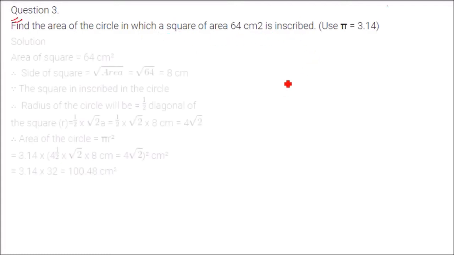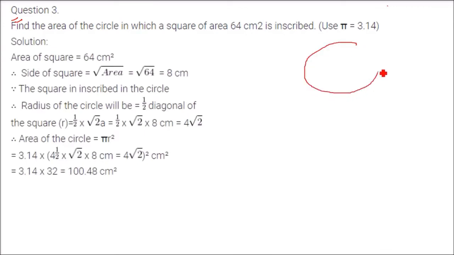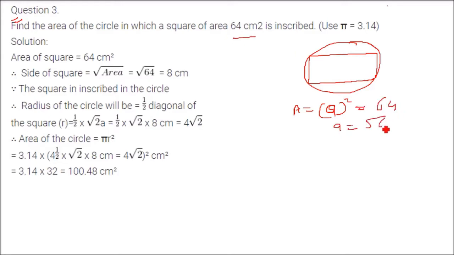Next is find the area of the circle in which a square of area 64 is inscribed. So we have a circle and there we have a square being inscribed. So what is the area of the square? Area of the square is side square. Let us assume side to be A. So it will be A square, and this is given as 64. So A will be equal to under root 64, which is 8. So the side of the square is 8. So this is 8, this is 8.